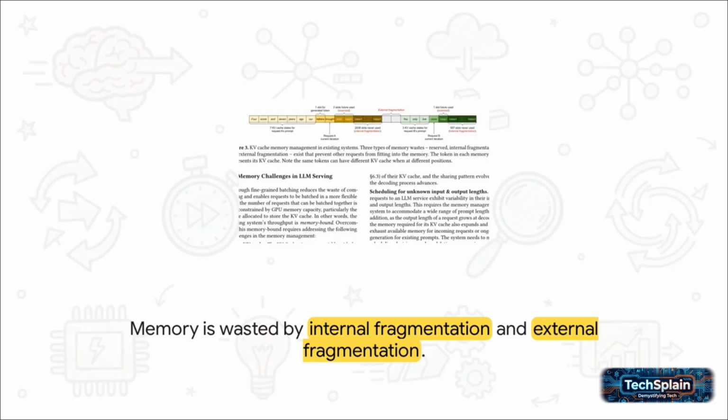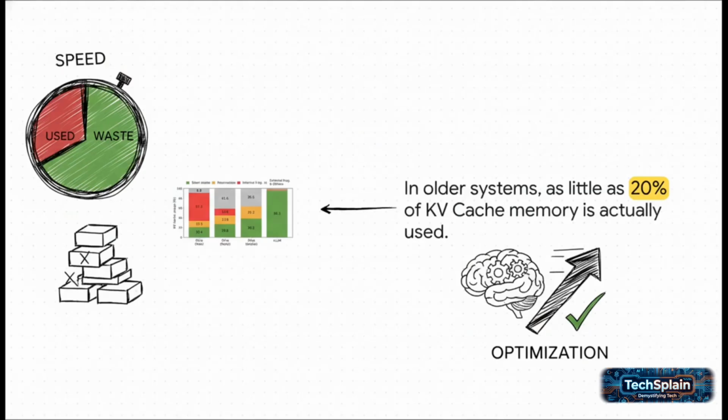And all the weirdly shaped gaps between these giant blocks created even more unusable memory, which we call external fragmentation. I mean, just look at this. It's kind of crazy when you see it laid out. In some of these older systems, only about 20% of the memory that was set aside for this cache was actually holding data. The other 80%? Pure waste. So we solved the speed problem, but we created this massive memory efficiency crisis.